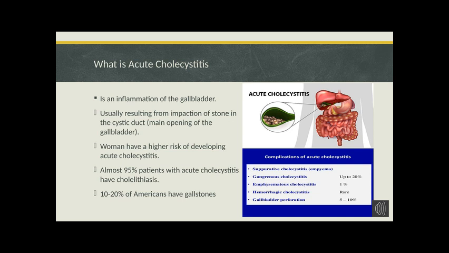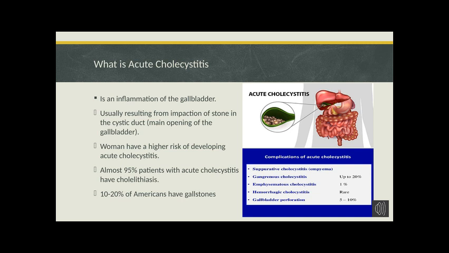So what is acute cholecystitis? There are two kinds of cholecystitis. Cholecystitis is the inflammation of the gallbladder. The two kinds are acute and chronic. Chronic is the lower level of inflammation, and acute is a sudden gallbladder inflammation.